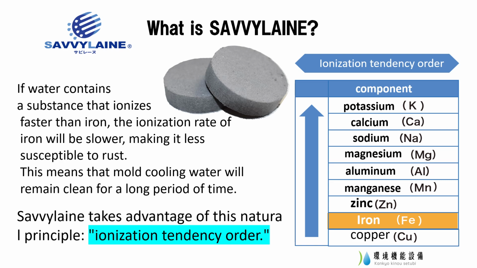Therefore, the logic behind using SAVVY-LAINE is that you can extend the time period over which you can use clean water. When these ions come out of SAVVY-LAINE, the total hardness value, which is measured in water quality tests, gradually increases. There is also a moderate increase in electrical conductivity. The total hardness eventually reaches a level that inhibits red rust and minimizes scale deposition. As a result, the water becomes less susceptible to rust and scale deposition.